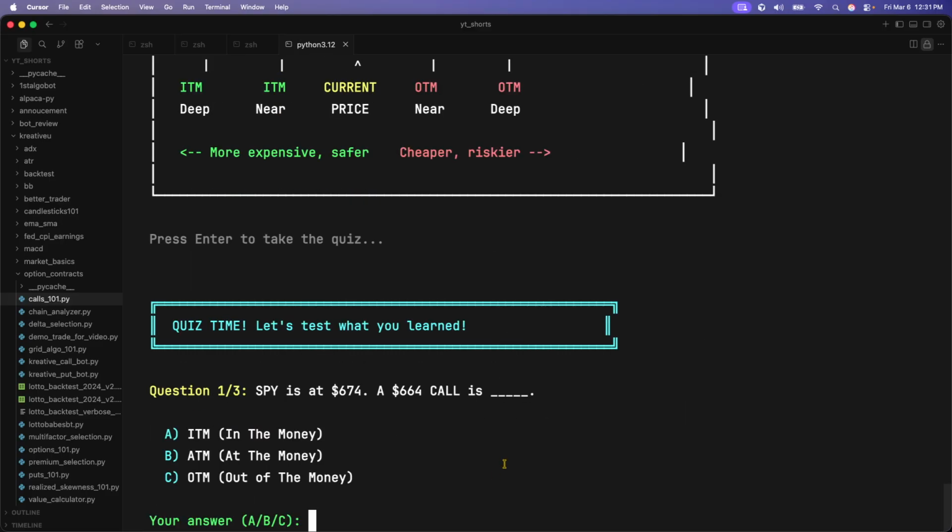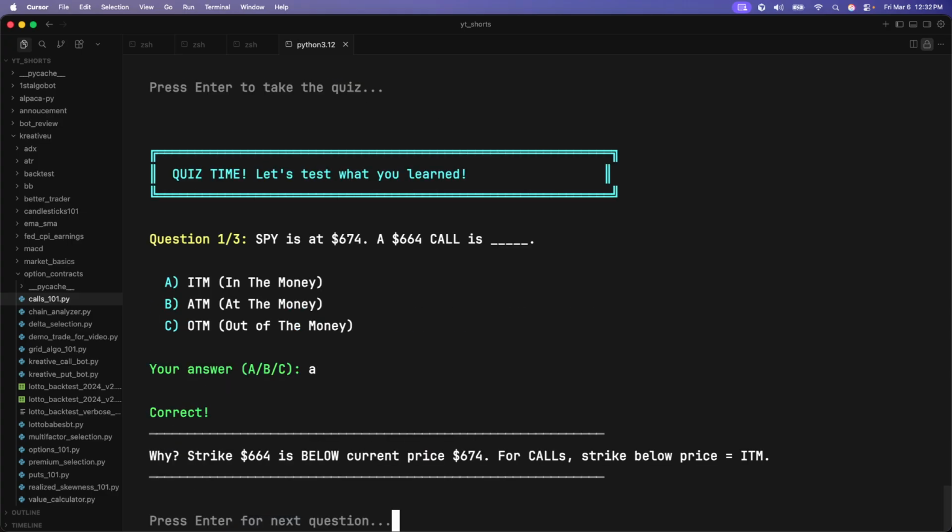So let's jump into our quiz. So SPY is at 674. We buy it at 664. A call. So this would be ITM, OTM, or ATM. So we know OTM is above the current price. So if the current price is 674, but we're buying at 664, it's not OTM because we know that's above. ATM, we know that's at or near the current price, so we know it's not that. ITM is where we're at because that is below the current price. Gucci. All right, so let's go ahead and put our answer.